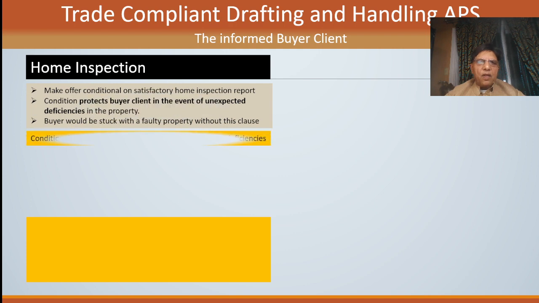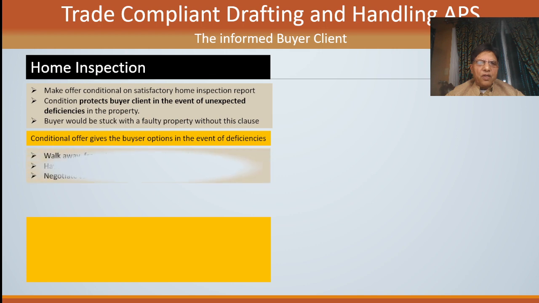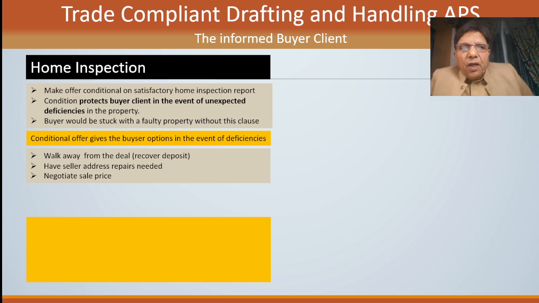Similarly, the same thing goes for the home inspection. This should be there. And if they are willing to remove it, you remove it, strike it out, and get the initials. If it is there, it makes the offer conditional on a satisfactory home inspection. Satisfactory home inspection is actually a very powerful phrase. It is in favor of the buyer, because if there is even a small thing and your buyer wants to walk away from the contract, they can use this as an excuse and walk away because they are not satisfied with the inspection, and they will get their deposit back. The condition protects the buyer client in the event of unexpected deficiencies in the property. Otherwise, the buyer would be stuck with a faulty property if this condition is not there.